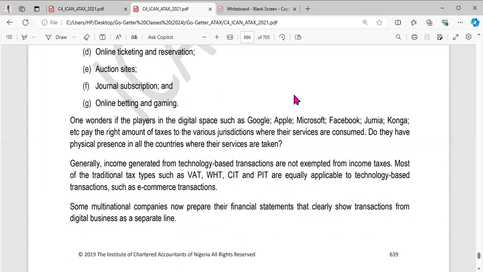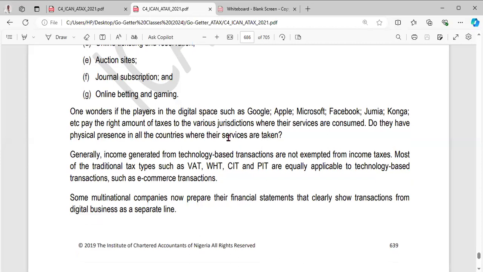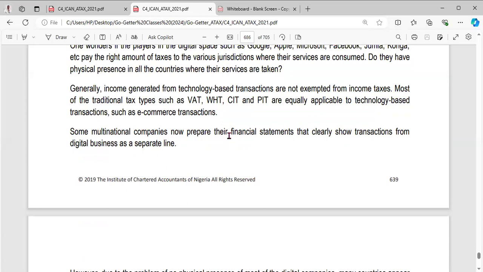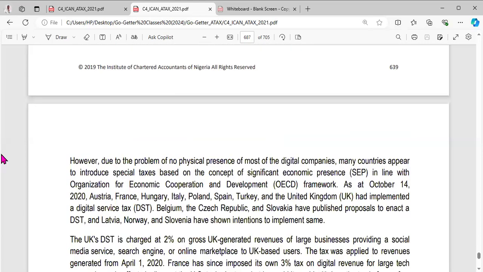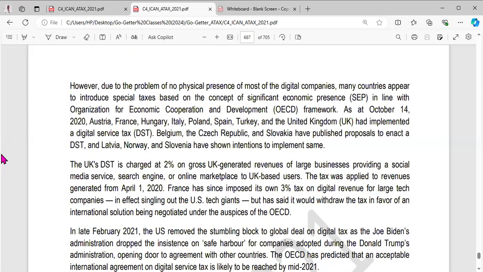Generally, income generated from technology-based transactions is not exempted from income taxes. Most of the traditional types of tax such as VAT, withholding tax, company income tax and personal income tax are equally applicable to technology-based transactions. As I said before, if you want to buy Zoom now, you will need to pay VAT. However, due to the problem of no physical presence of most of the digital companies, many countries appear to introduce special taxes based on the concept of economic presence. We've said that in the last class.